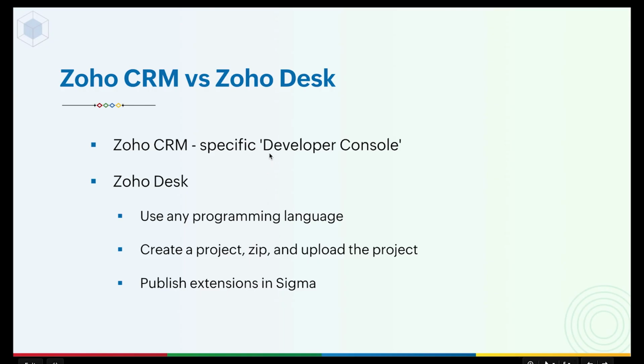We have seen in our previous sessions that the Zoho CRM has its own developer console for building extensions. However, for Zoho Desk, you can use any programming language of your choice to create an extension. Once you have created it, all you have to do is just zip and upload the project files at the designated platform, Sigma, and get your extensions published. With that said, let us see some scenarios where the extensions can be helpful in Zoho Desk.